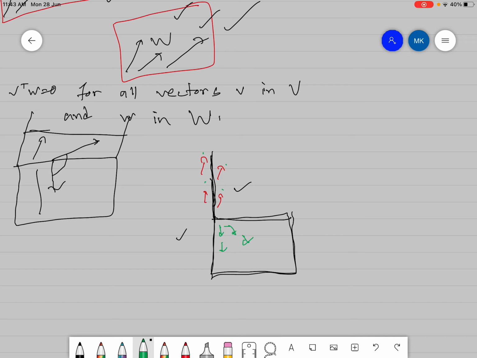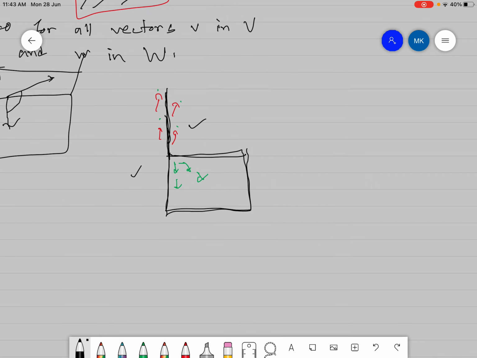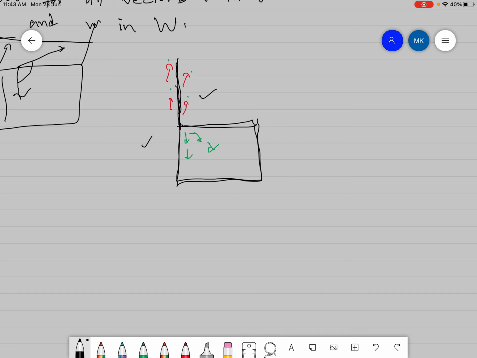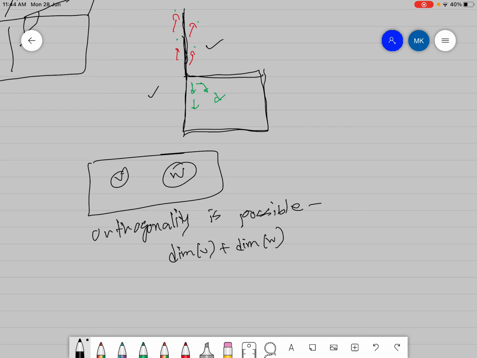Okay. If you have any vector space, and let's say you have two subspaces, V and W, inside that vector space, then orthogonality is possible only when the dimension of V plus the dimension of W equals the dimension of the whole space, the actual vector space.